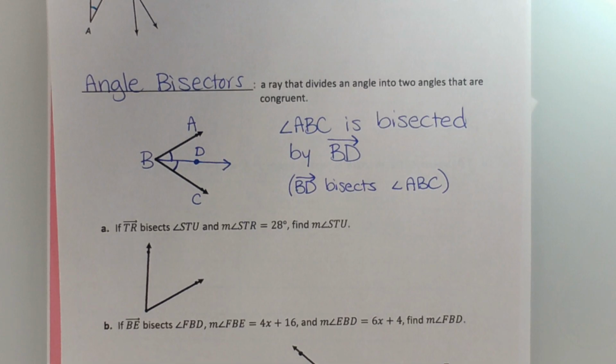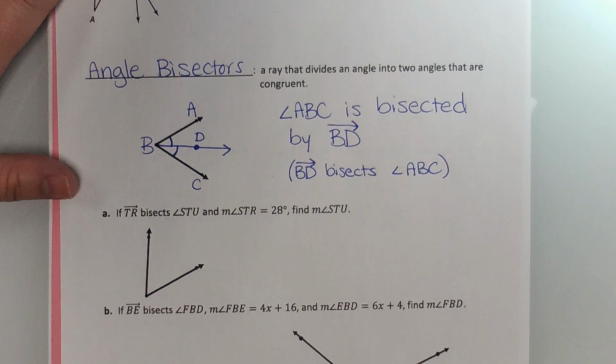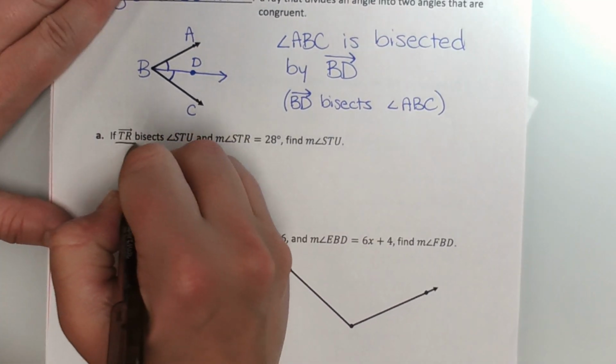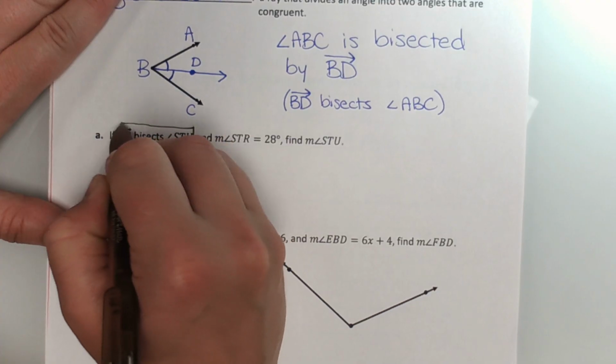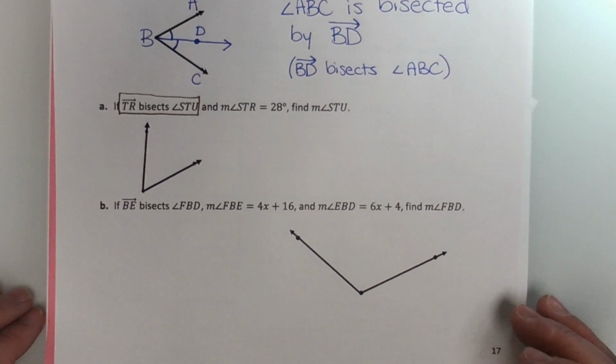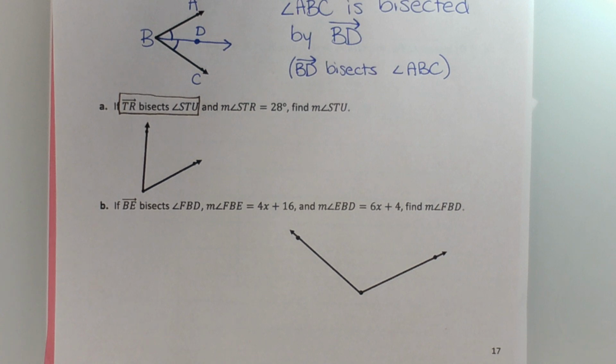So, today you're going to get problems like the following. TR bisects angle STU. The first part is the description of what you're looking at. Now, I happen to give you an angle here to start off the process. Sometimes I will, sometimes I won't.